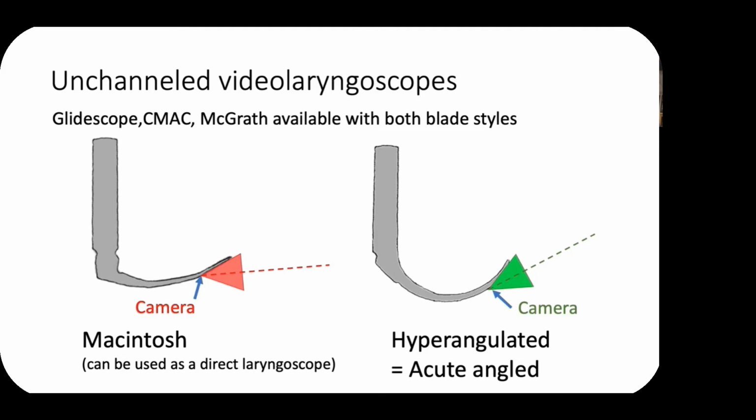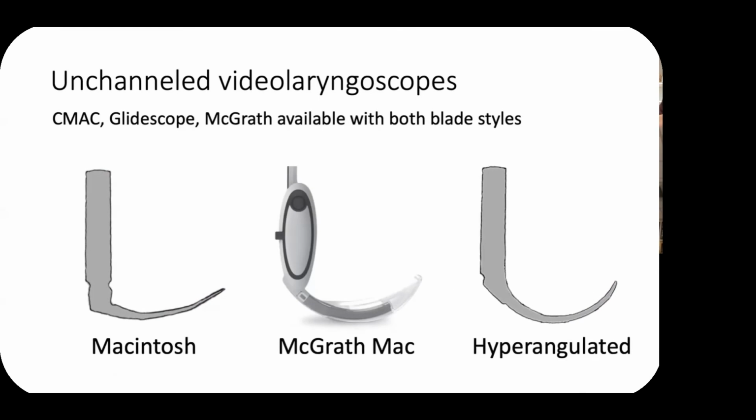GlideScope, CMAC, and are all available with both Macintosh blades and hyperangulated blades. Macintosh blades can be used to perform direct laryngoscopy with the naked eye. They also have a screen. The hyperangulated blades require you to view the video screen in order to see the larynx. Of note, the McGrath Mac blade is actually more angled than standard Macintosh blades and has an almost intermediate angulation.